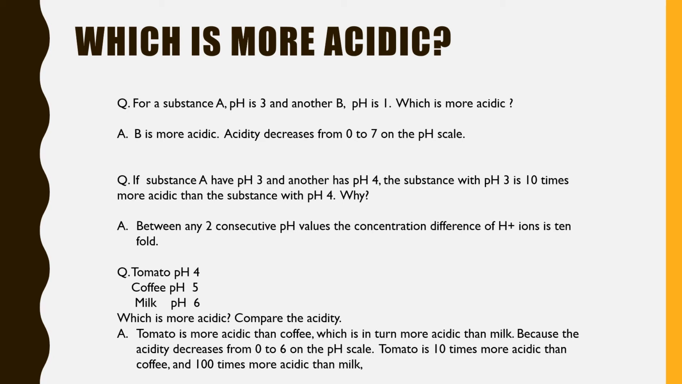Tomato pH 4, coffee pH 5, milk pH 6. Which is more acidic? Compare the acidity. Tomato is more acidic than coffee, which is in turn more acidic than milk, because the acidity decreases from 0 to 6 on the pH scale. Tomato is 10 times more acidic than coffee and 100 times more acidic than milk.